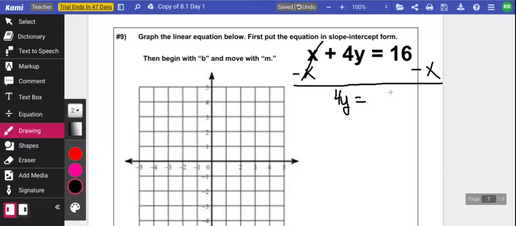4y is equal to, put your x term first. This x term is negative, so I have negative x. Then put your constant term. My constant term is positive, so I'll put a plus 16. I need to solve for y here. I need to undo this multiplication by division, so I'll divide every term in the entire equation by 4. Every term gets divided by 4. These 4s simplify to 1, so 1 times y is y, which is what I want.